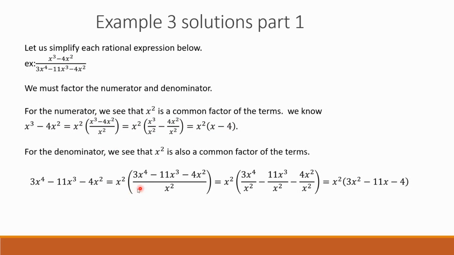Here, if we factor out x squared, same idea. We have this divided by x squared, right? Which is dividing x squared into each term. Here, we get 3x squared. Here we have 11x, well, minus 11x, minus 4.